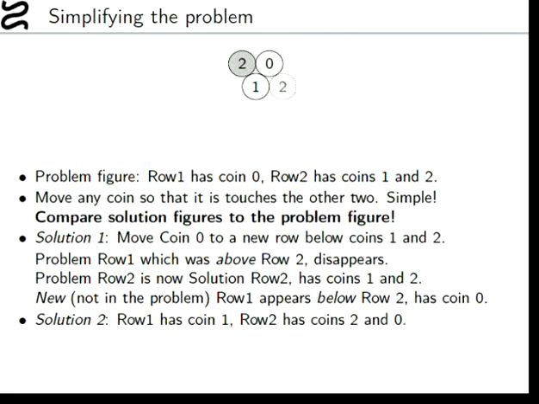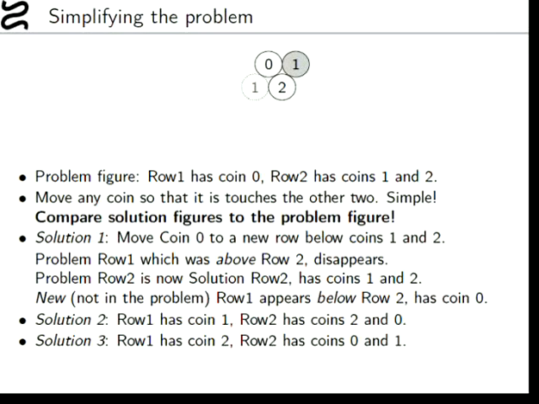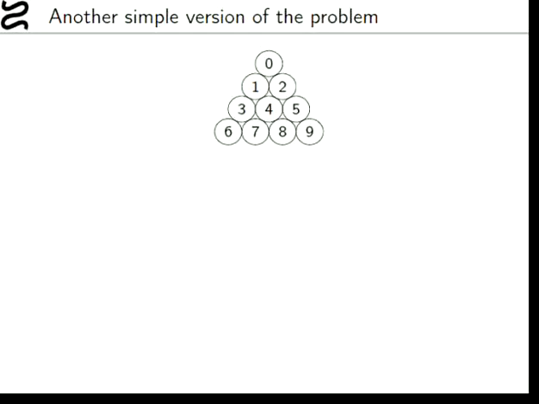For solution 2, row 1 has coin 1, row 2 has coins 2 and 0. For solution 3, row 1 has coin 2, row 2 has coins 0 and 1. Here is another evolved version of the problem. A 3-row triangle made up of 6 coins.